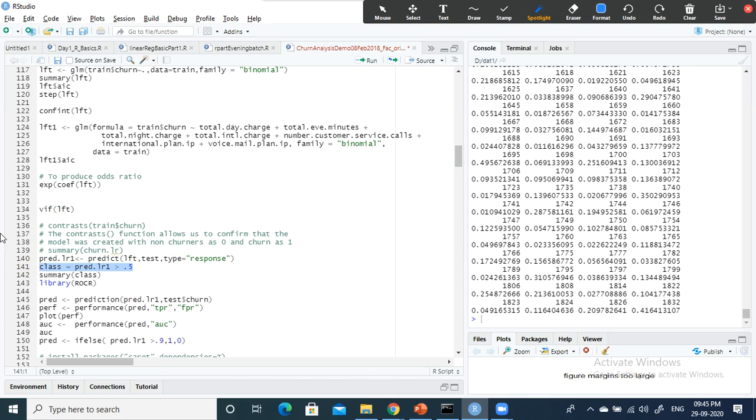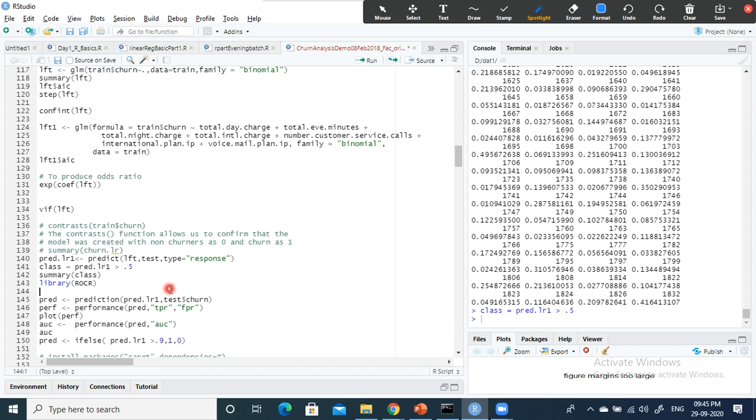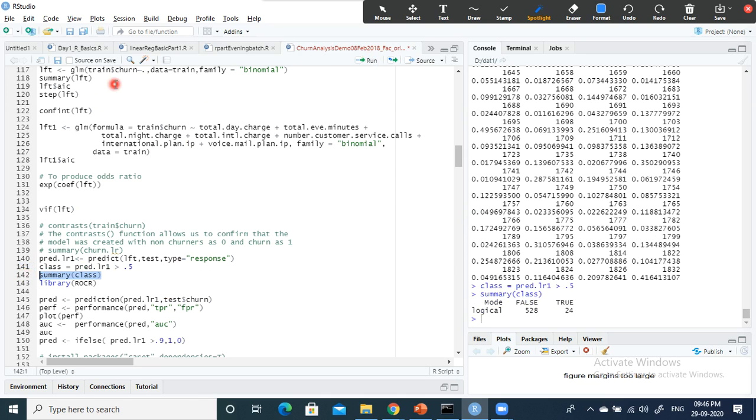I am going to define a cutoff here. This is called your cutoff. This is very important. In the interview, they will use the term cutoff or threshold. Next, I am going to check the summary of class. Summary gives me false and true. 24 customers are going to churn, which means their probability is more than 0.5. That means 528 customers are less likely to churn, and 24 customers are more likely to churn. That means I used 0.5 and above probability.